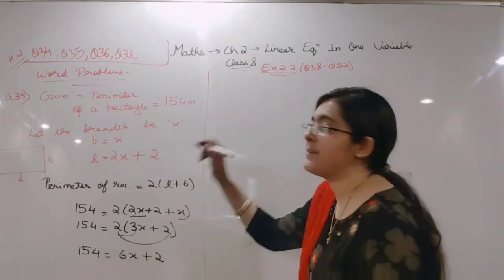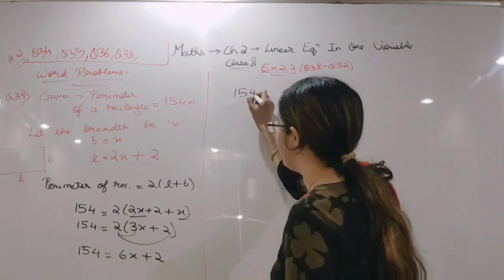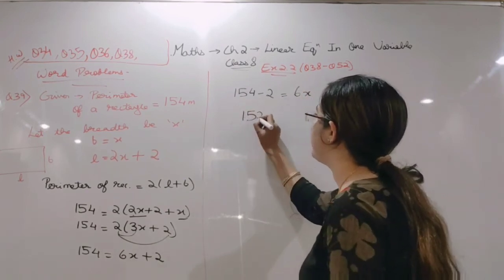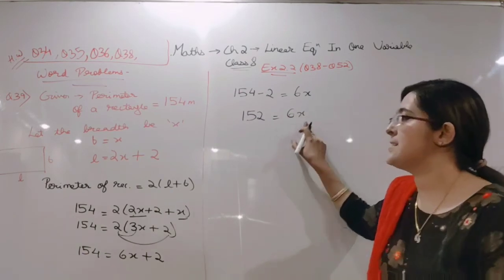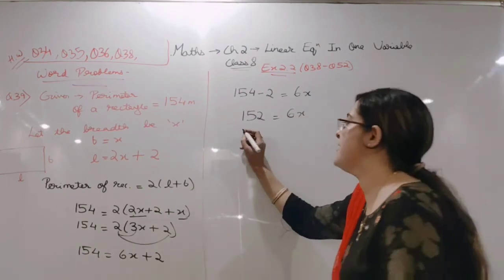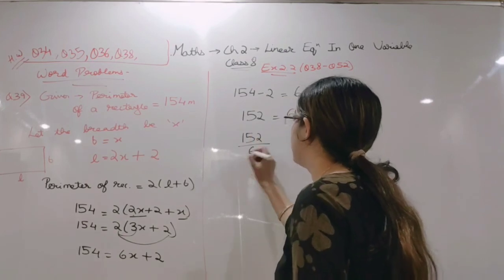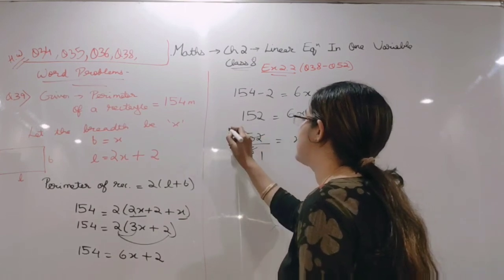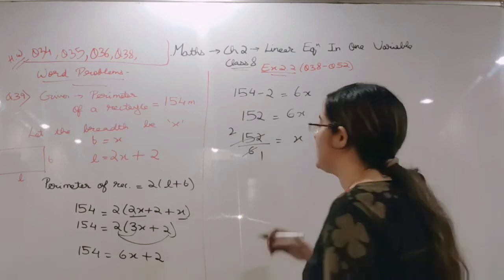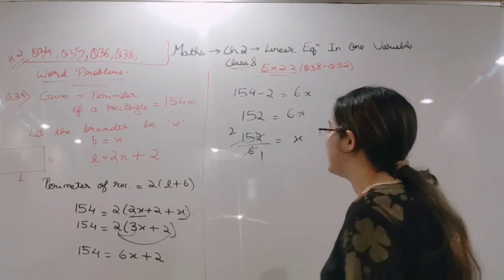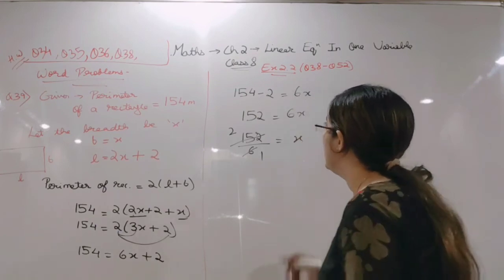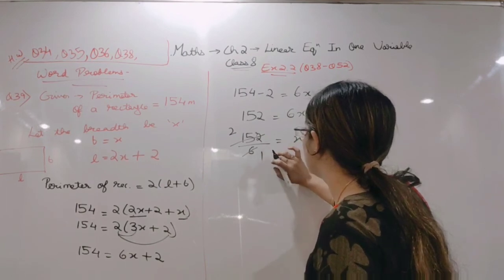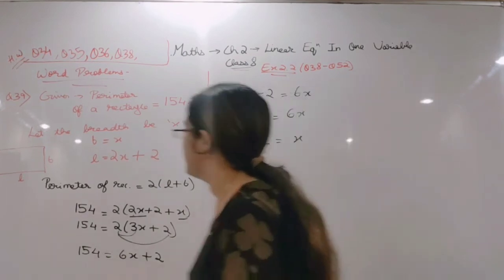Now keep the variables together and constants together. You will get 154 minus 2 is equal to 6x. What we will get? 152 is equal to 6x. Now this 6 is in multiplication, so it will go in the division here. So what will be the value of x? 6 ones are 6, 6 2s are 12, 13, 14, 15, 32. Okay, we are getting this only. Are we getting this, students? Check it out. Okay, are you getting this? Check.